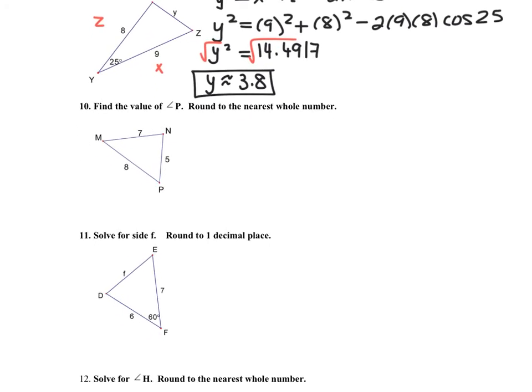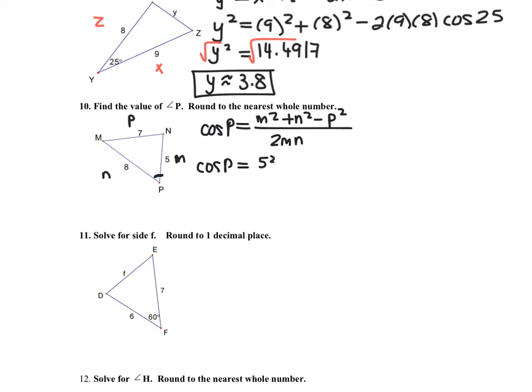Okay, so number 10, we're looking for angle P. Okay, so here's side P, here's side M, and here's side N. So if I'm looking for angle P, I'm going to start with cos P equals the other two sides, so m squared plus n squared, minus the opposite side of my angle, so that's p squared, all over double the first two. And now we just plug in.